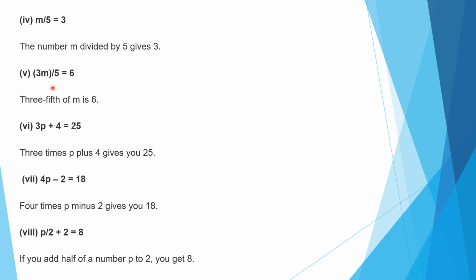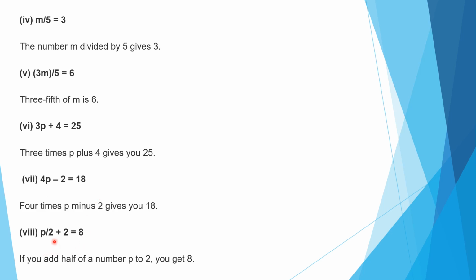And 3m by 5 is equal to 6. That means 3/5 of m is 6. 3p plus 4 is equal to 25. 3 times p plus 4 gives you 25. This is the statement. 4p minus 2 is equal to 18. That is 4 times p minus 2 gives you 18.